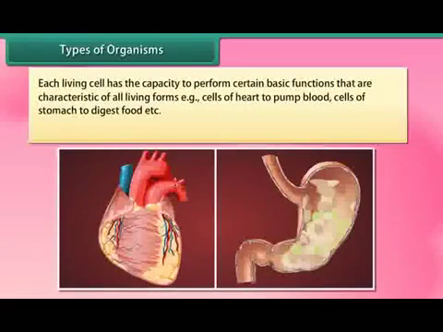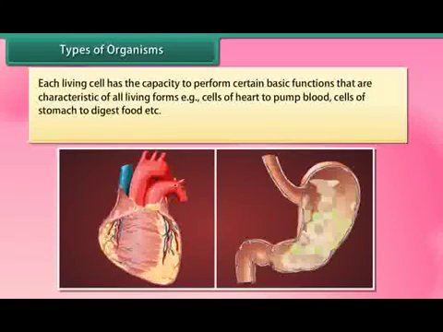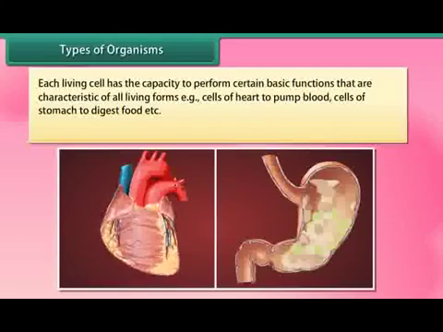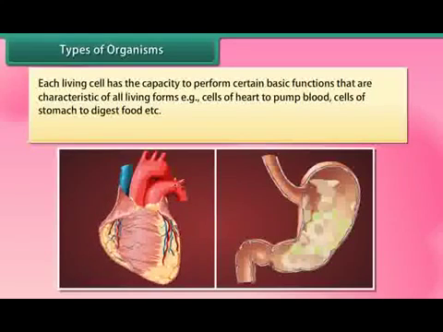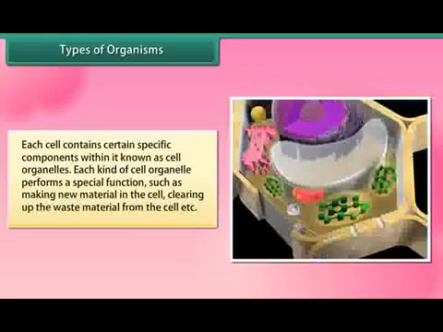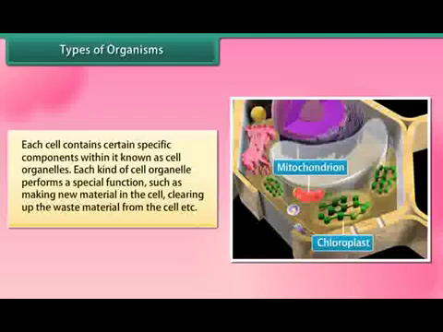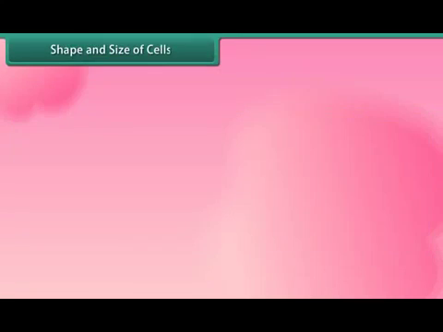Each living cell has the capacity to perform certain basic functions that are characteristic of all living forms, that is, cells of heart to pump blood, cells of stomach to digest food, etc. Each cell contains certain specific components within it, known as cell organelles. Each kind of cell organelle performs a specific function.